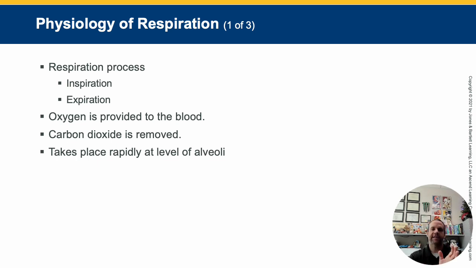When we're looking at the mechanical process, you have inspiration, or inhalation, and expiration, or exhalation. During inspiration, the diaphragm is going to contract. The diaphragm is just a muscle that separates the abdominal cavity and the thoracic cavity. When it contracts, it goes downwards, deeper into the abdominal cavity. At the same time, the intercostal muscles between the ribs pull the chest upward and outward. This creates essentially a vacuum that draws air into the lungs by creating a negative pressure inside the chest cavity that is lower than atmospheric pressure.